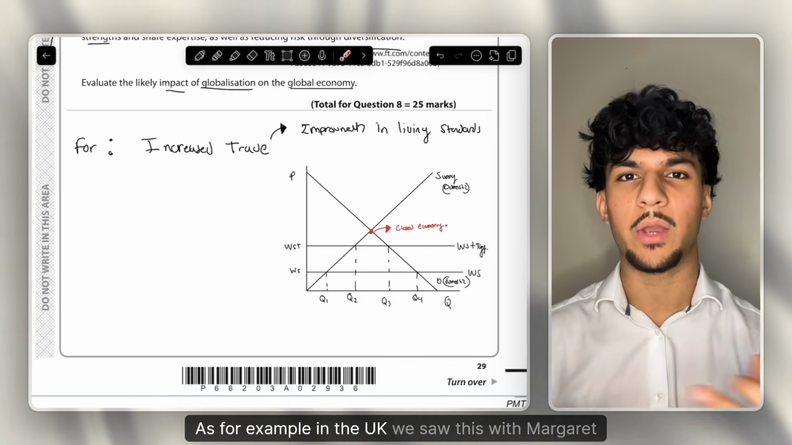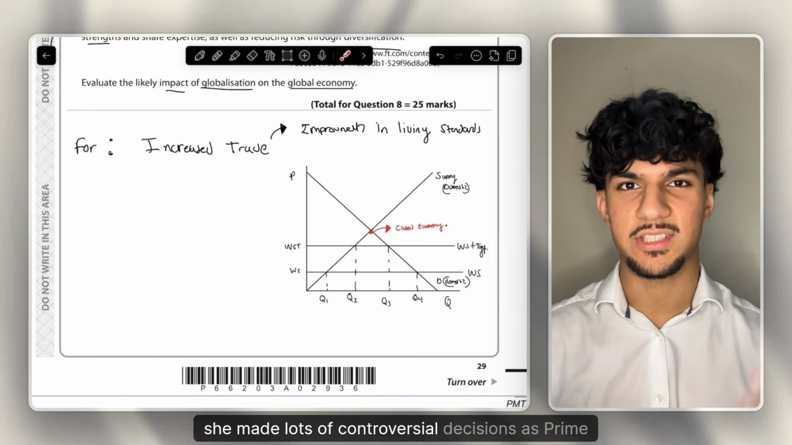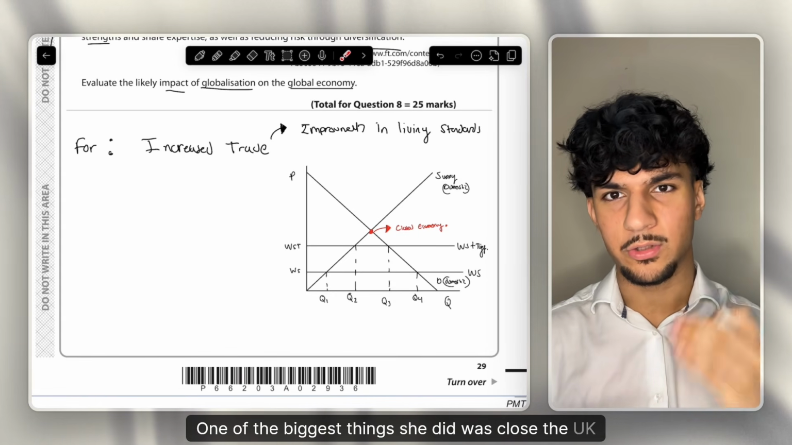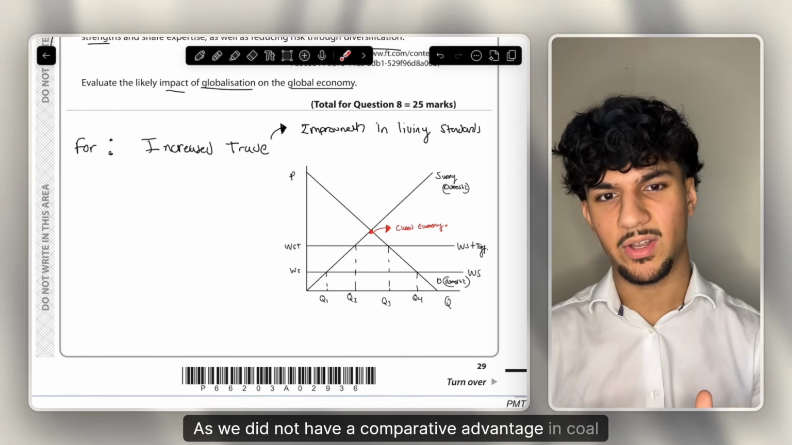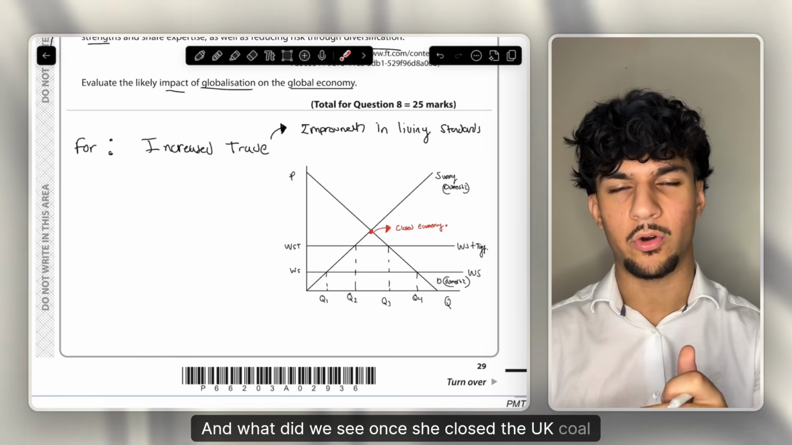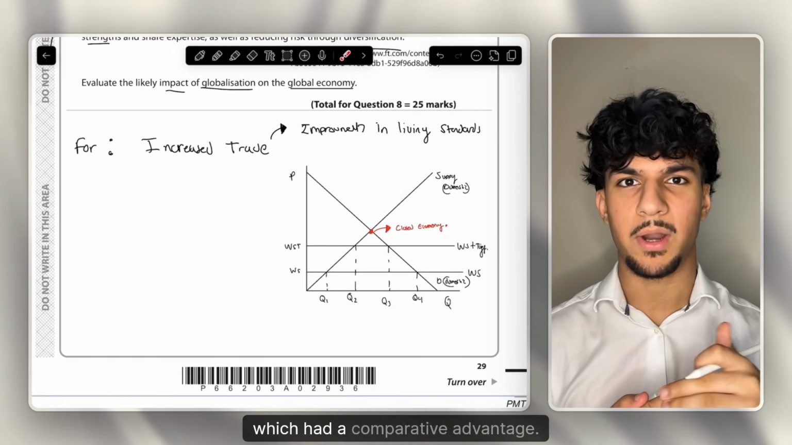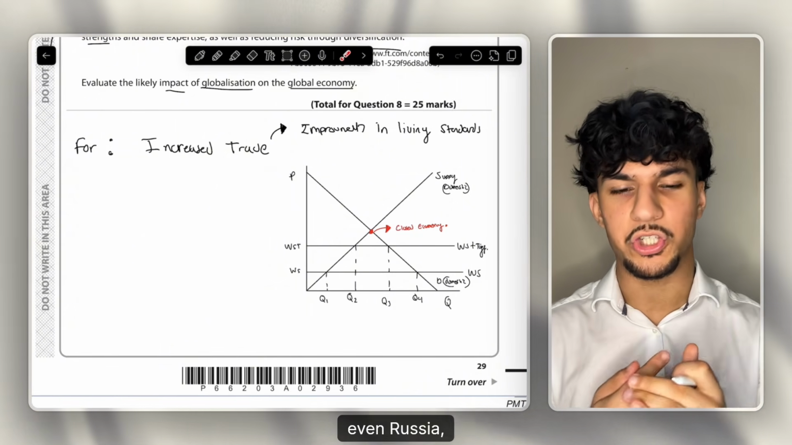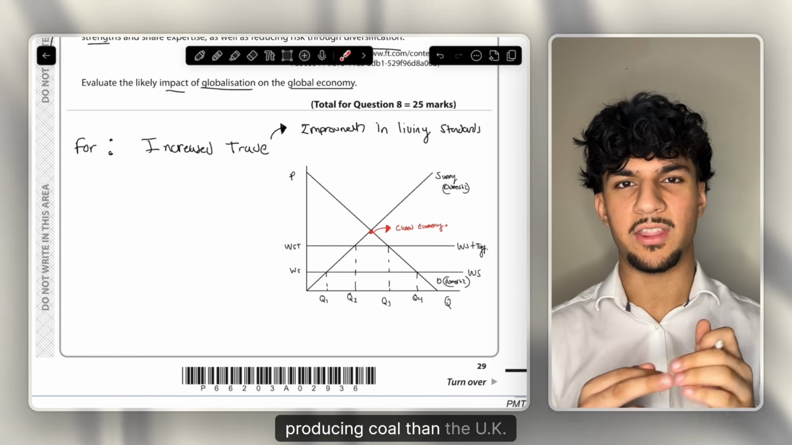As for example, in the UK we saw this with Margaret Thatcher. Of course, she made lots of controversial decisions as Prime Minister. One of the biggest things she did was close the UK coal mines. Why did she do that? As we did not have a comparative advantage in coal mining. And what did we see once she closed the UK coal mines? The production of coal moved to the countries which had a comparative advantage in it. Countries like Australia, I believe, even Russia. They had a much lower opportunity cost of producing coal than the UK.